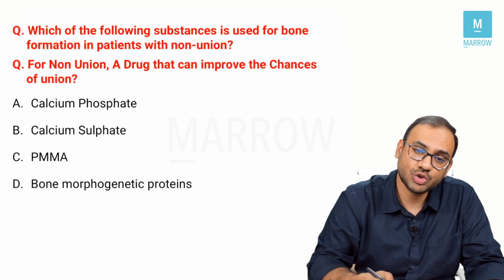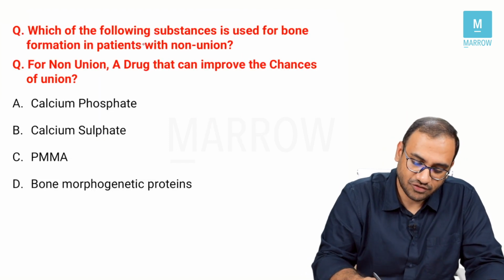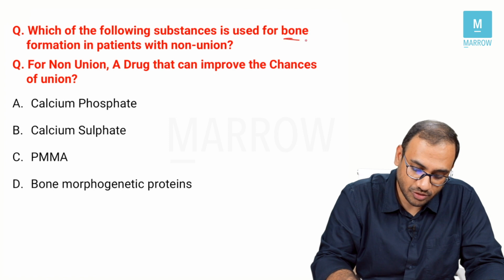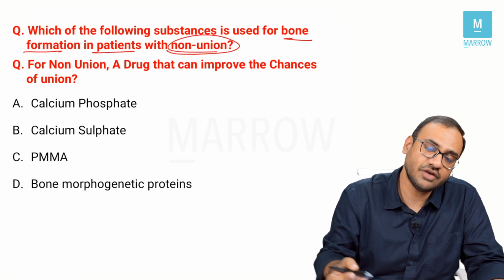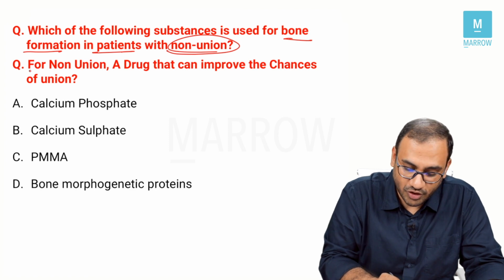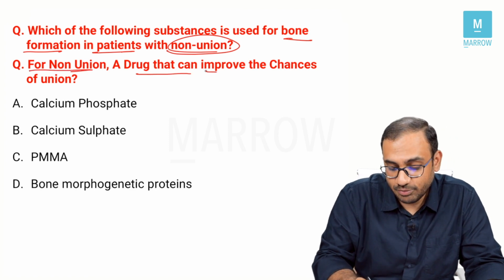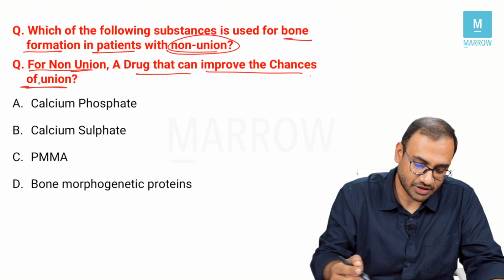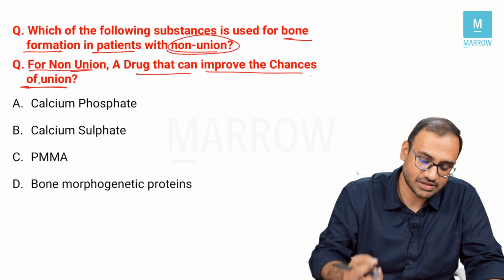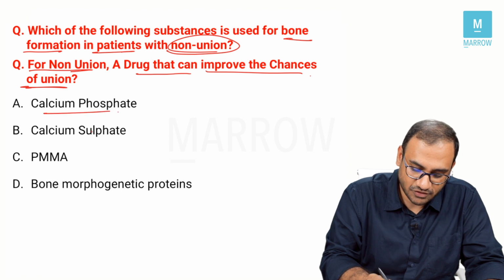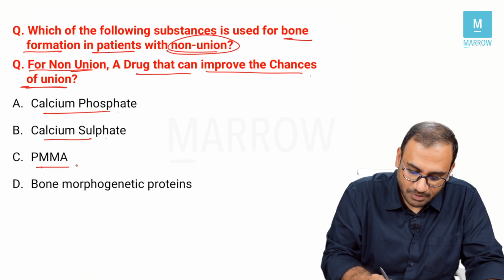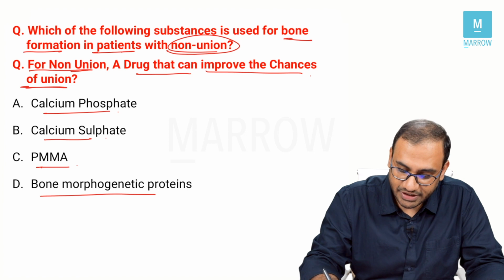Now the second question has two variations. One is, which of the following substances is used for bone formation in patients with non-union? And the second variation that students told me is for non-union, a drug that can improve the chances of union. Right? So essentially it means the same thing. They're asking about a drug that can improve union. The options are calcium phosphate, calcium sulfate, PMMA, and bone morphogenetic proteins.